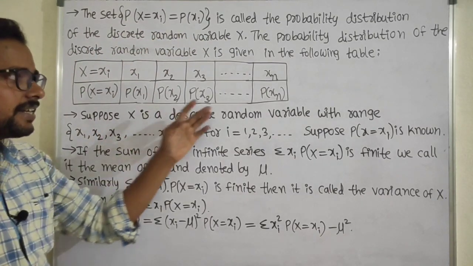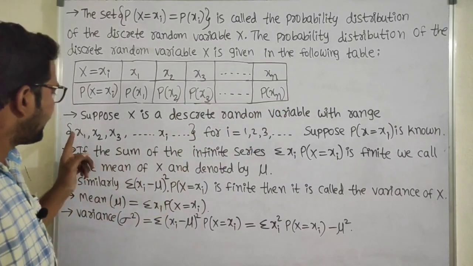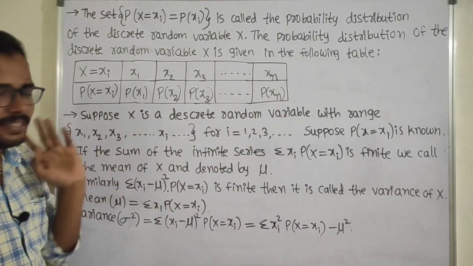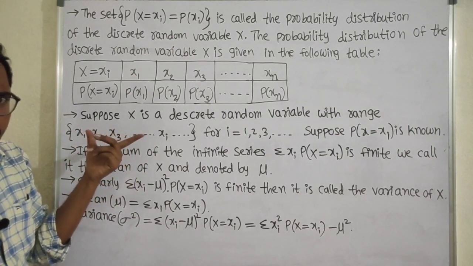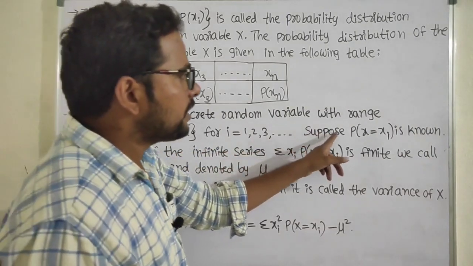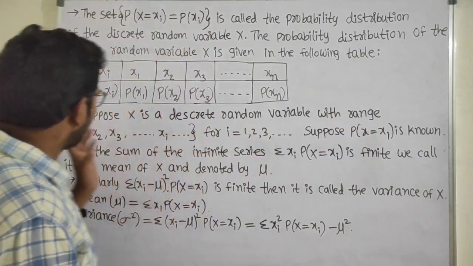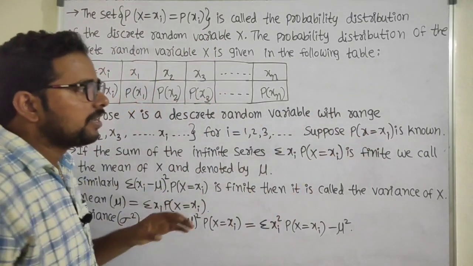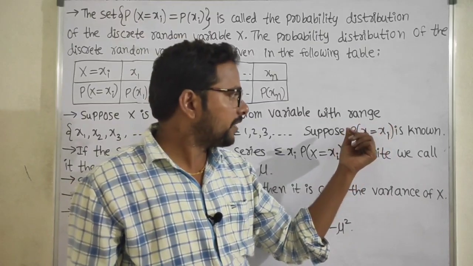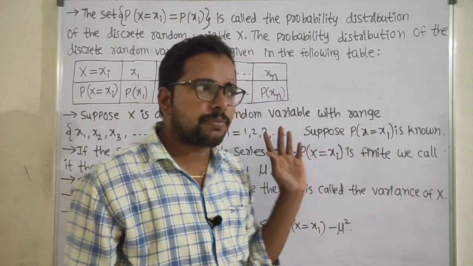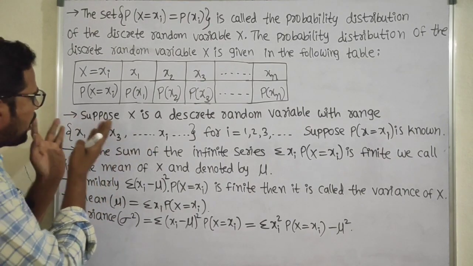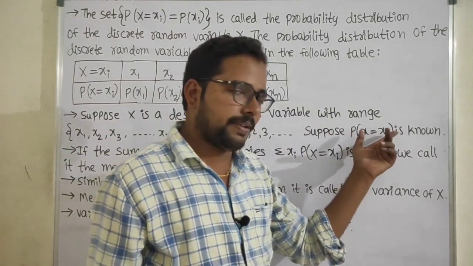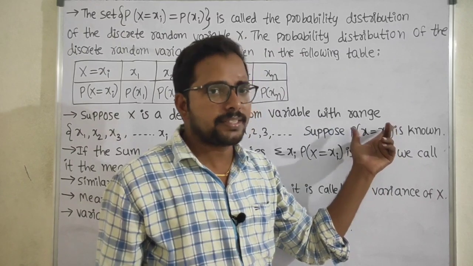Suppose x is a discrete random variable with range x1, x2, x3 and so on, xi. So this is a range. Range means the possible outcomes. Suppose the probability of x equals xi is known. So the probability of each outcome is known. p of x equals xi is the probability of outcomes. That is, in any experiment, these are all the outcomes and what are their probabilities? p of x equals xi, this is the probability.